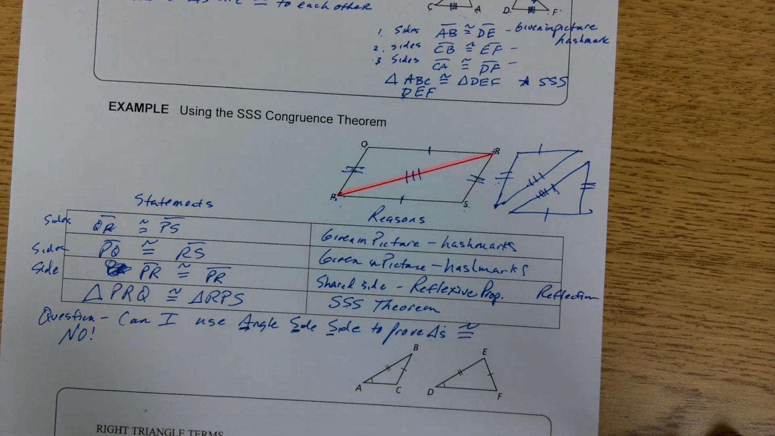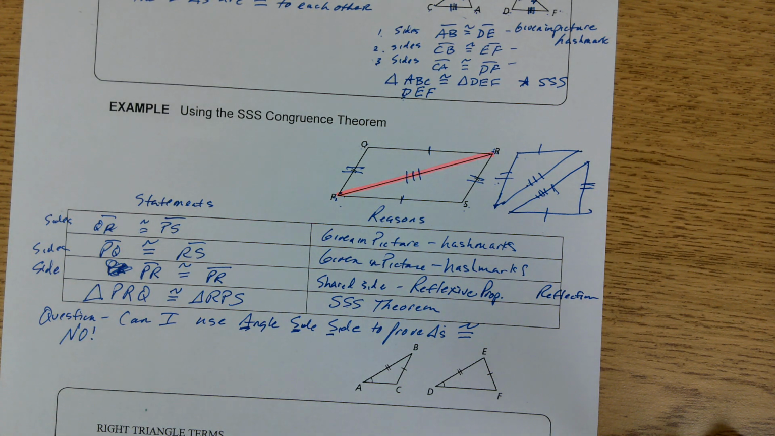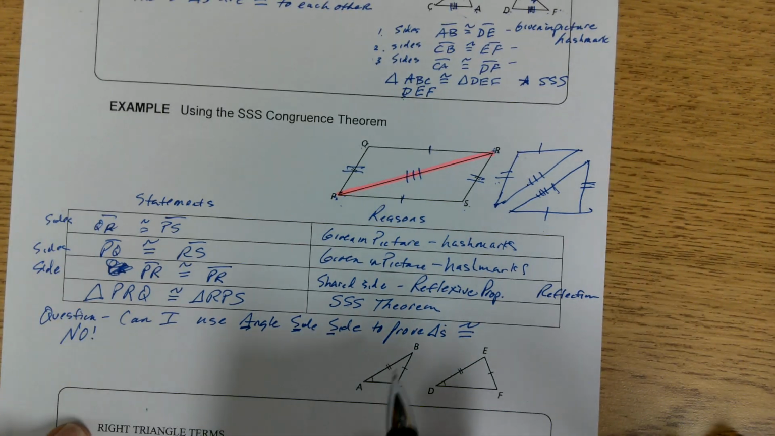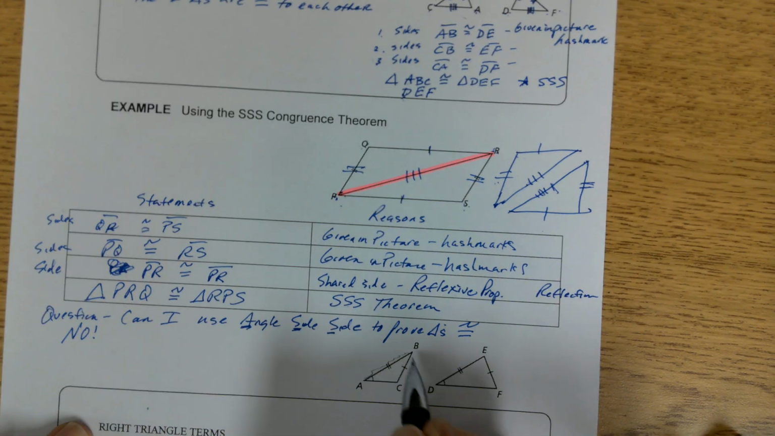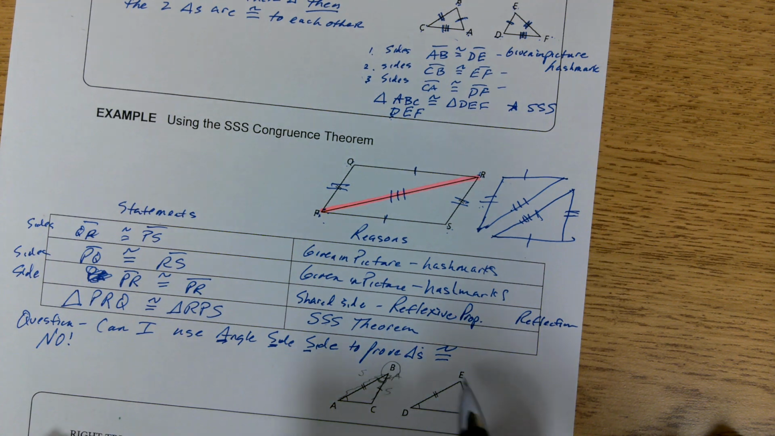Notice, it's not the way it is, but if it were, I'm going to highlight this side with this side, and the angle where they meet is angle B. They form angle B. This would have to be my included angle. That would give me side, angle, side. Angle B would be my included angle. If I do this side here with this side, they intersect at E. E would be my included angle.